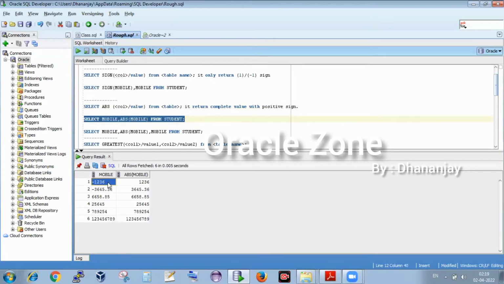So while executing, what we can see here, see here -1 to 36 is there. But what is absolute giving? 1 2 3 6. As I said just now, ABS always returns positive values. Okay, so whatever negative values are there, they will also be in positive sign. So it will be 1 2 3 6, 1 2 3 6, 3 6 4 5. Okay.